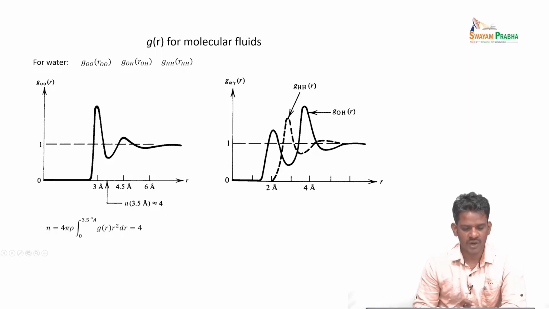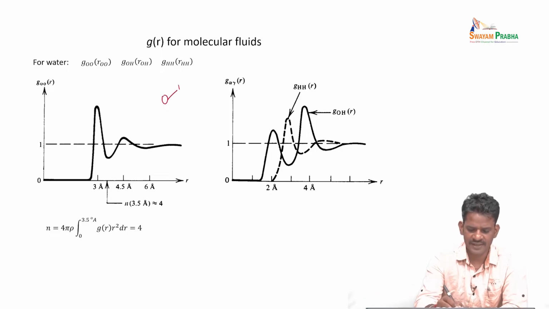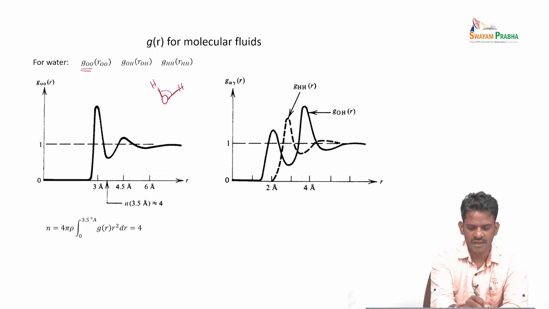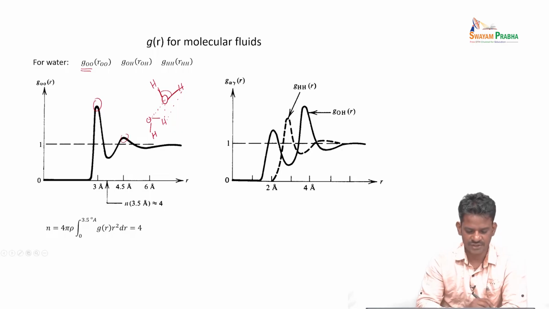And if you look at water, it is modeled as one oxygen and two hydrogens with a fixed bond length and bond angle, and you can see the g(r) between oxygen and oxygen. So if you think about two molecules of water, you can see the pair distribution function for oxygen-oxygen, oxygen-hydrogen, and also between hydrogen and hydrogen. Okay, so you can see the first hydrogen shell, second hydrogen shell, and similarly for the HH.